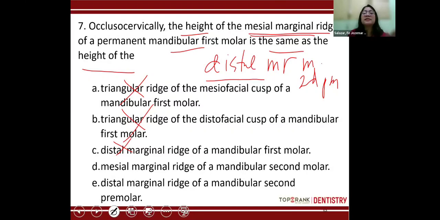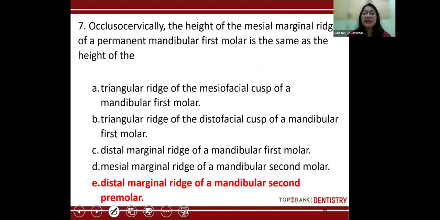Always remember, class, that on posterior teeth, marginal ridges are not on the same level. Mamaya pag-usapan natin yon. Mesial marginal ridge of a mandibular second molar, hindi rin. Okay? Ang layo na nun, di ba? Nasa kabilang ngipin na yon. Distal marginal ridge of the second premolar, yes. So the correct answer for number 7 is letter E.